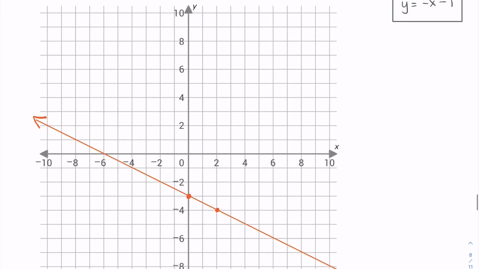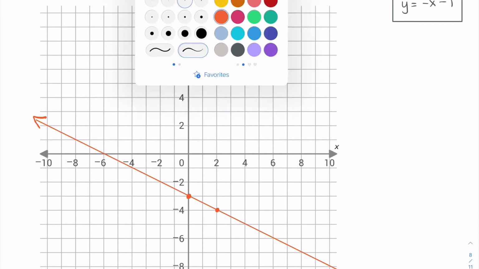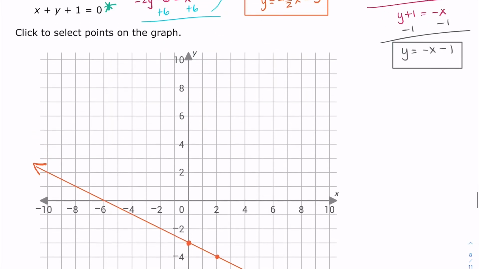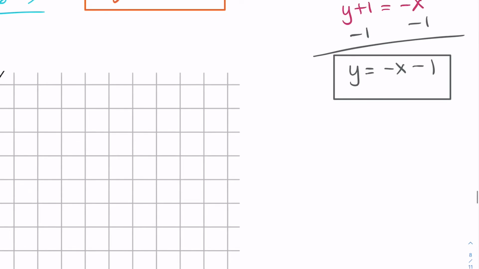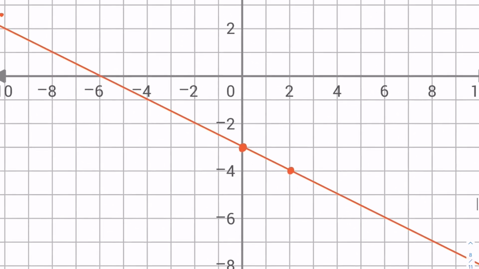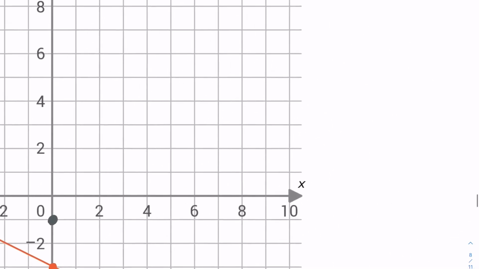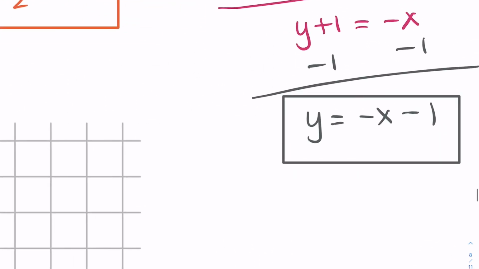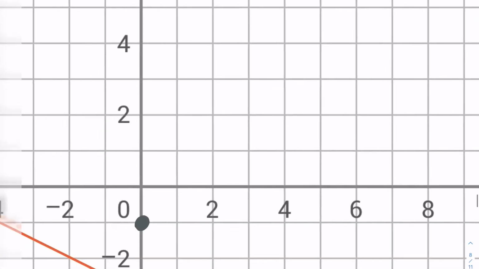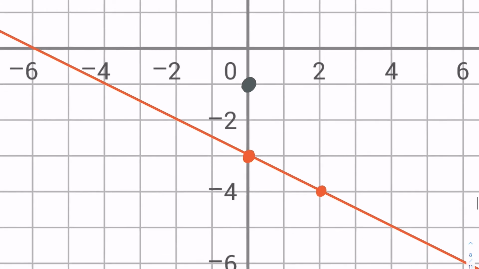And the next one I'm going to do in gray, which is -x minus 1. So I'm going to start at -1. And this one goes down 1. So it starts at -1. It goes down 1 over 1 because that's a -1. It's assumed it's a -1. So my next coordinate is going to go down 1 over 1, which is right here.